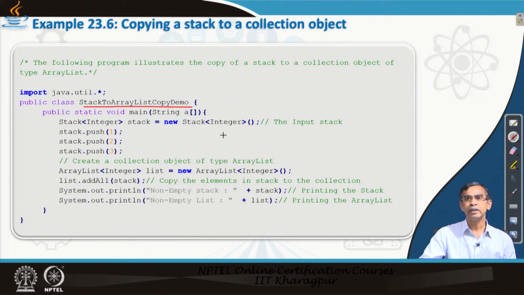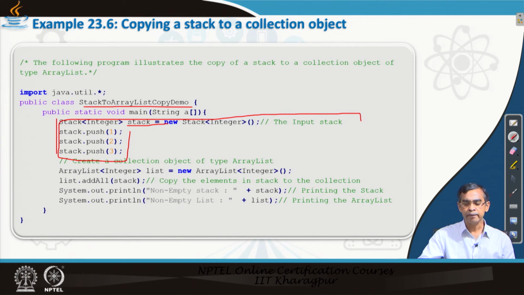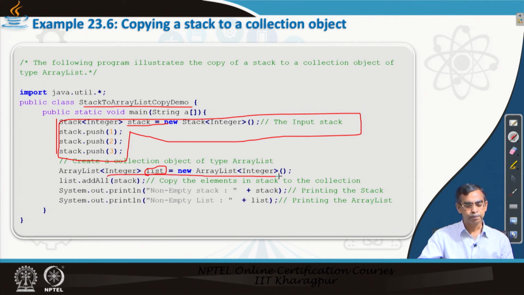So what we require first is a stack. This is the stack and it has some elements in it. Create a stack and load the stack with 3 elements. Now we want to copy this stack into an ArrayList collection, for which we should create an ArrayList object. So list is the ArrayList object and it should be of the same type, Integer. So we create it with Integer objects.